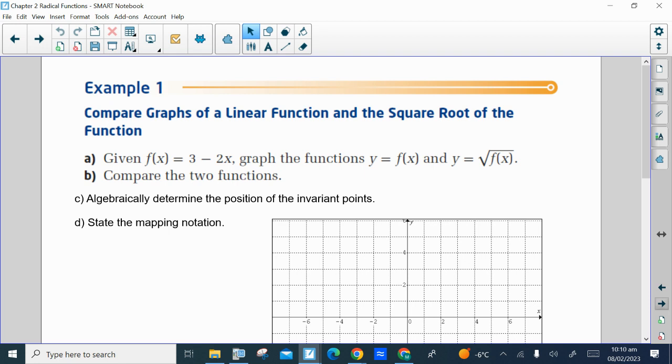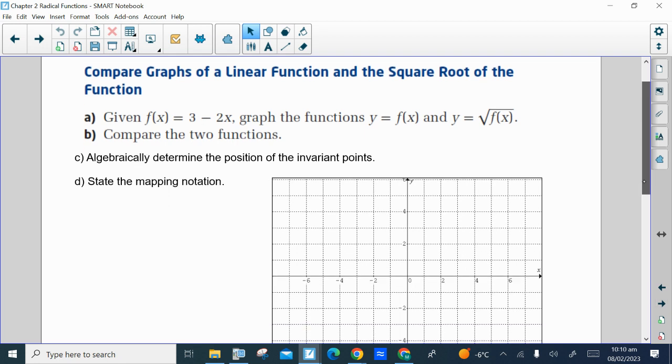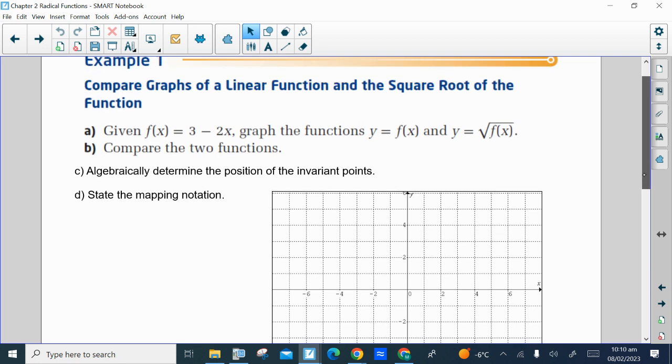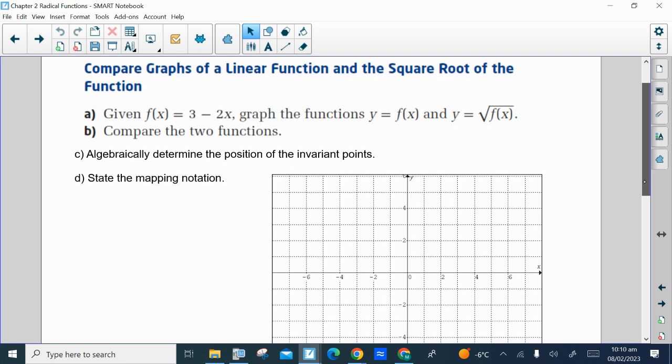So this example says, given f at x equals 3 minus 2x, graph y equals f at x, as well as the square root of f at x, and compare the two functions. Then we're going to algebraically determine where the invariant points are and also state the mapping notation.